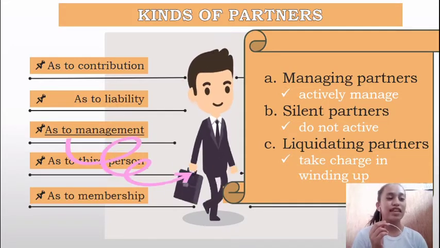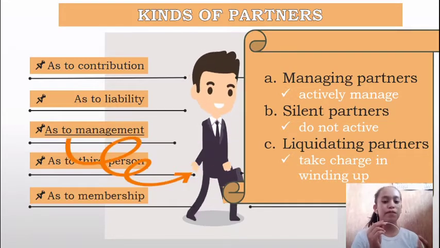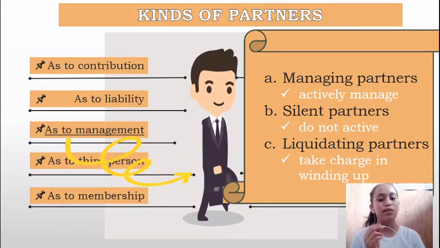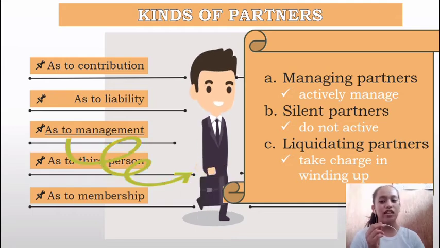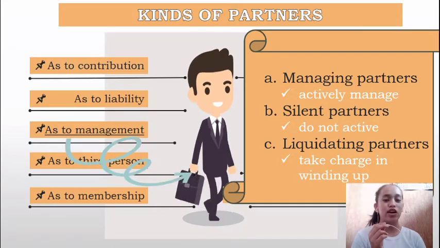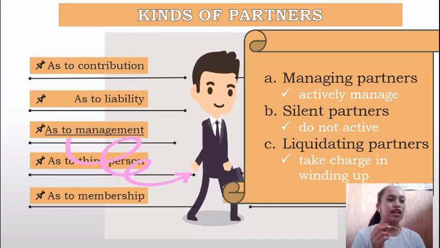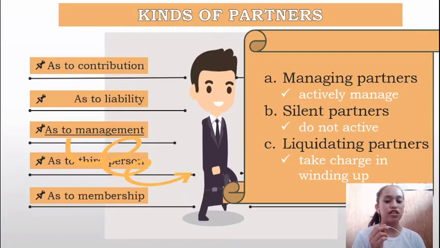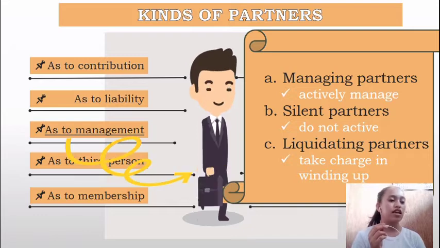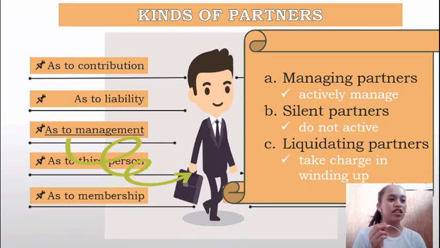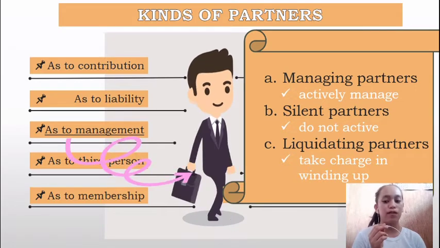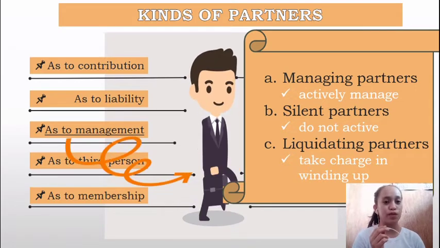The next one is the silent partners. These are the partners who do not take an active part in the business but are known as partners, and they share in profits or losses. The next one is the liquidating partners. Liquidating partners are those designated to take charge of winding up or settling the affairs of the partnership after the dissolution.